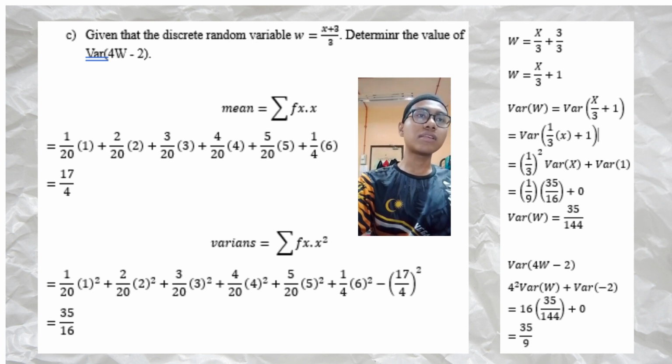So it's like 1 over 20 times 1. After that, 2 over 20 times 2, and so on. So the answer for the mean is 17 over 4.